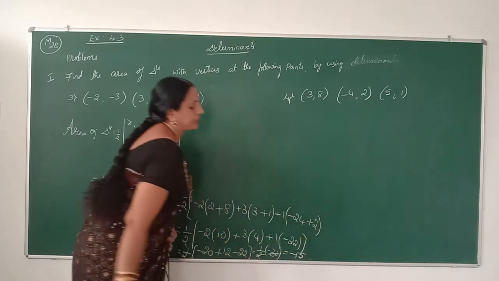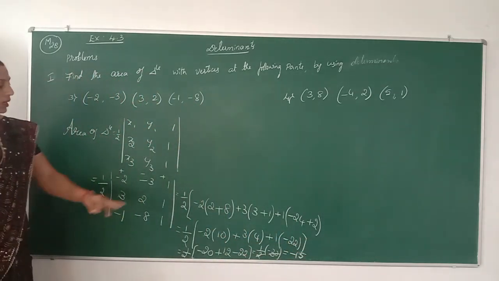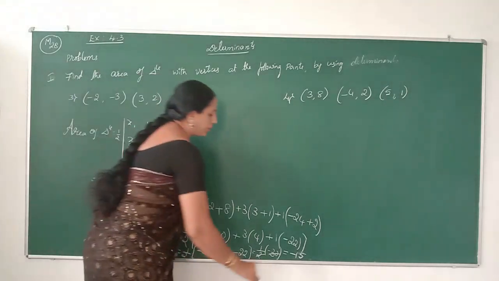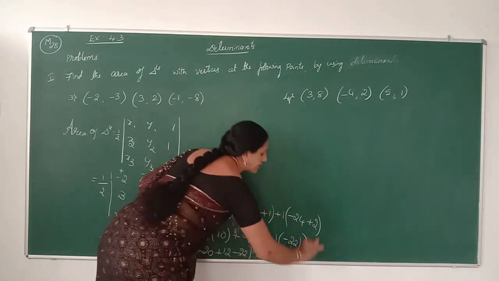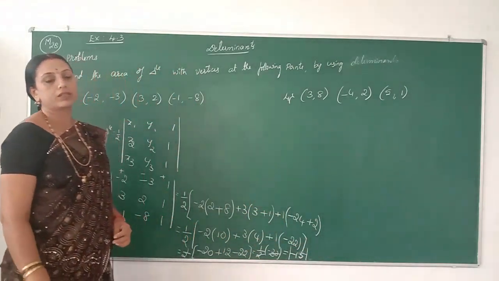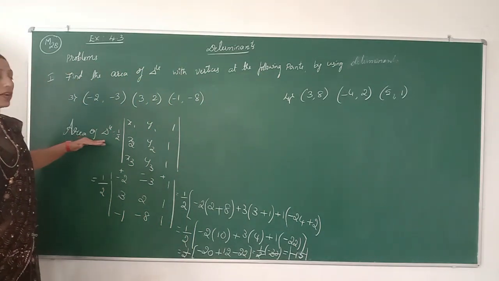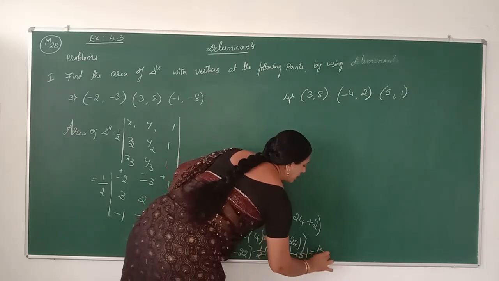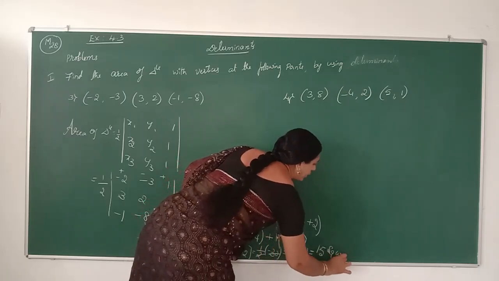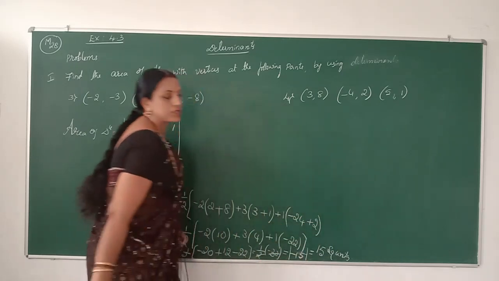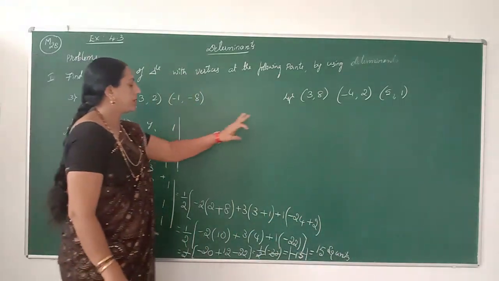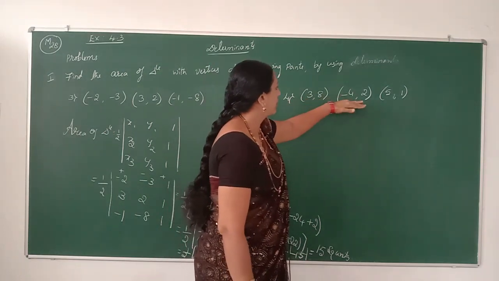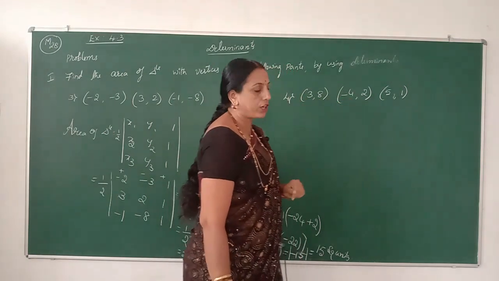The value of the determinant is minus 15, but if it is represented for the area of a triangle, it is enclosed in a modulus line. Minus 15 can be enclosed in a modulus line because area should always be positive. Therefore, it can be written as 15 square units.